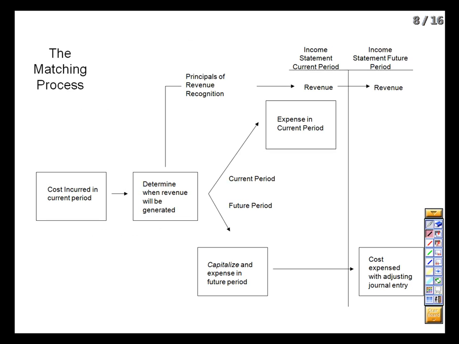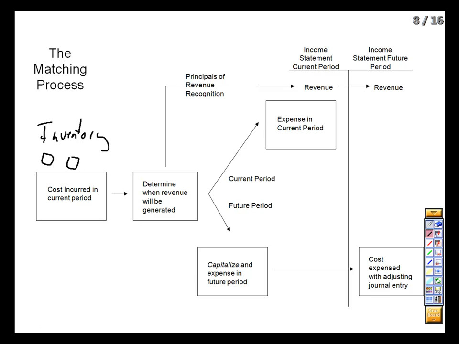This next slide provides a nice picture that illustrates the matching process. Let's say we spend some money today. Let's buy some inventory. When do we recognize the revenue associated with that purchase? When we make the sale, right? So let's say we buy 2 pieces of inventory. Here's one piece of inventory, and here's the other piece of inventory.